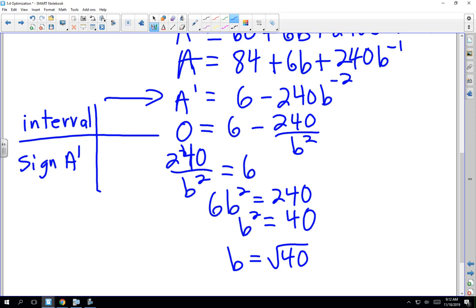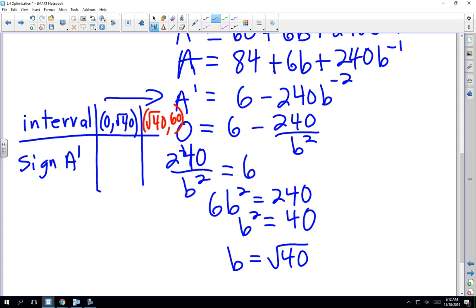And we go 0 to square root of 40. And then the other one is square root of 40 up to maybe 60-ish. And then test those two. You could say infinity if you want. Doesn't matter.